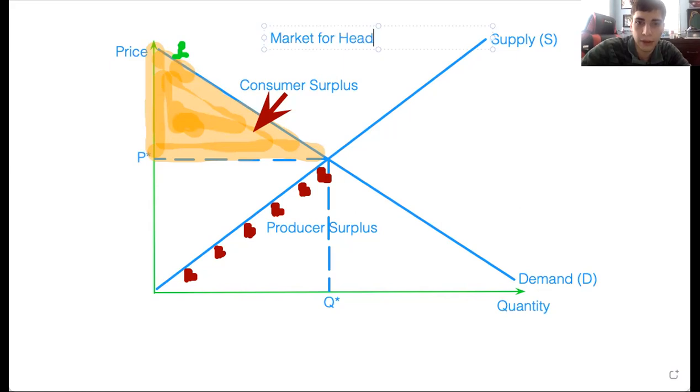Or headphones. So this is the market for headphones. Okay. Let's select that and move it over a little bit. Actually, I wouldn't mind changing the color on that. Yeah. Click with that.